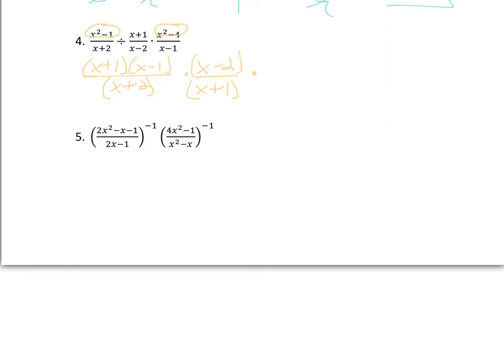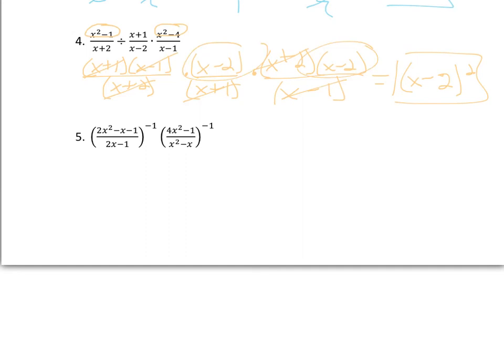Okay, so this x squared minus 4 changes to x plus 2, x minus 2, over x minus 1. So we cancel whatever we can. So x plus 2 goes away, x plus 1 goes away, x minus 1 goes away, and we're just left with x minus 2 squared. There's 2 x minus 2's, right? 1, 2 of them. Perfect.